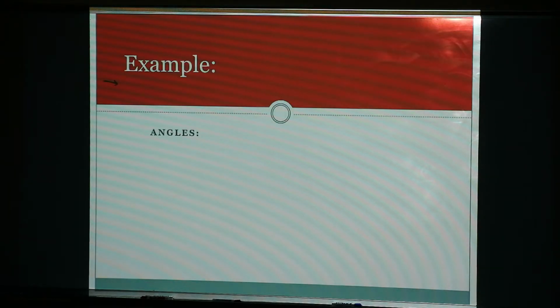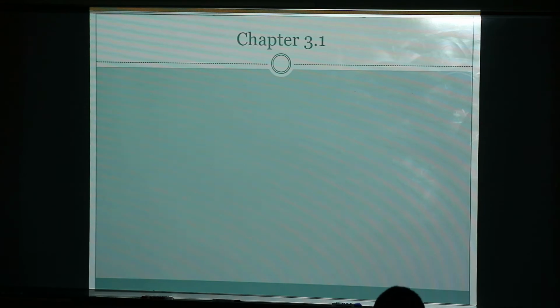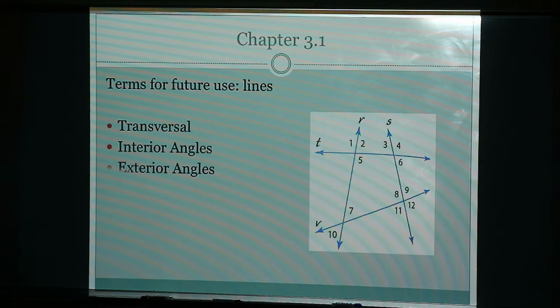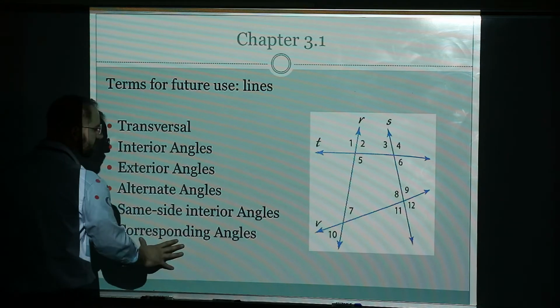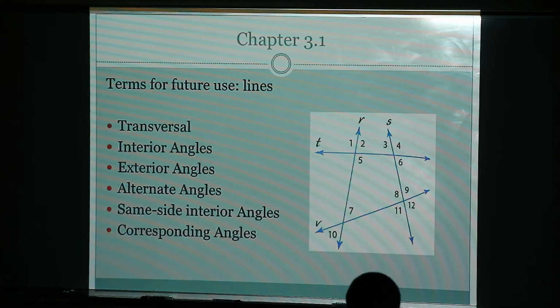Now, the angles, remember, the big thing about this, we're grouping angles together. That's what we're doing here, right? We're trying to find angles that match or go together, and we're finding specific ones to identify. So if I go back to the really complicated picture, this one, I want to know the certain types of angles for this picture. Now, the problem is, we can't just rattle them off right away, because we need to know which lines to pick. If you don't know which lines they're picking, there's too many options.